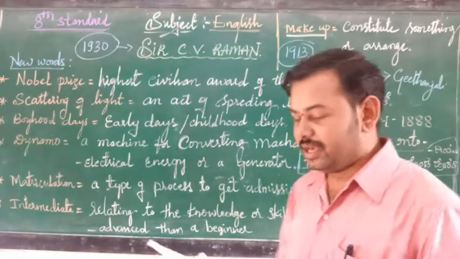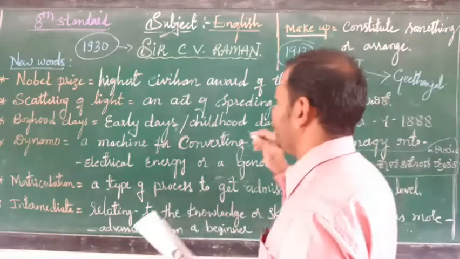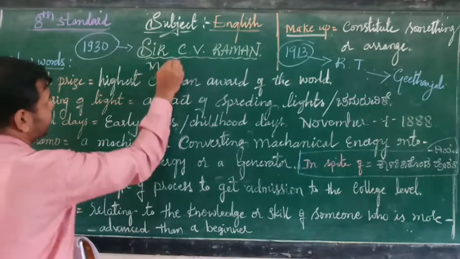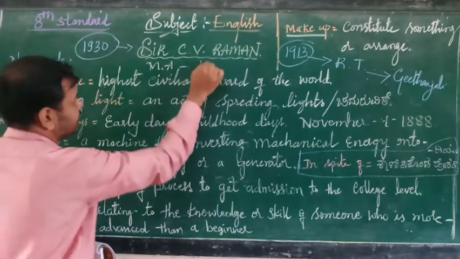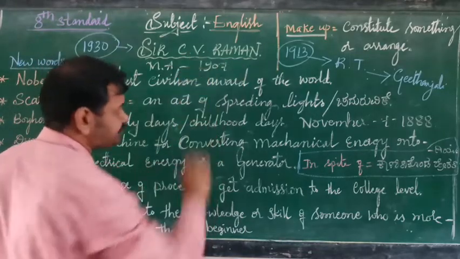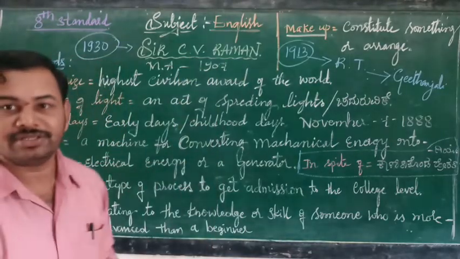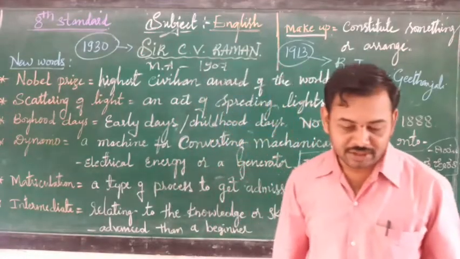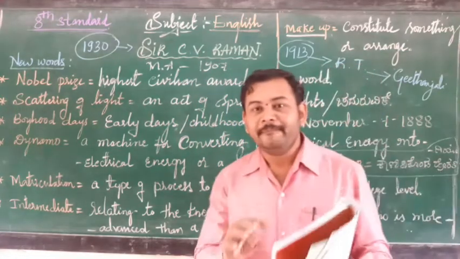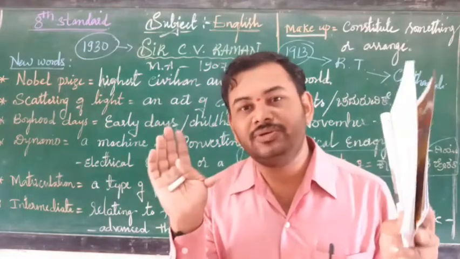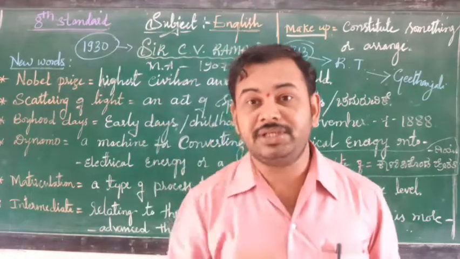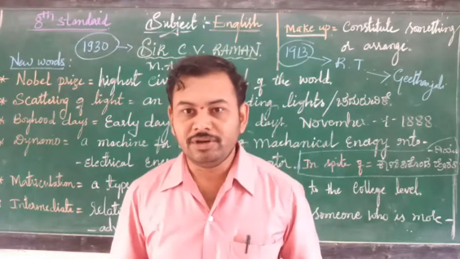In January 1907. When did he pass his MA examination? Yes, MA in physics he passed in 1907. He passed the MA examination in physics in 1907. So, my dear student, just observe here how Sir C V Raman had the greatest interest in science. Got it?